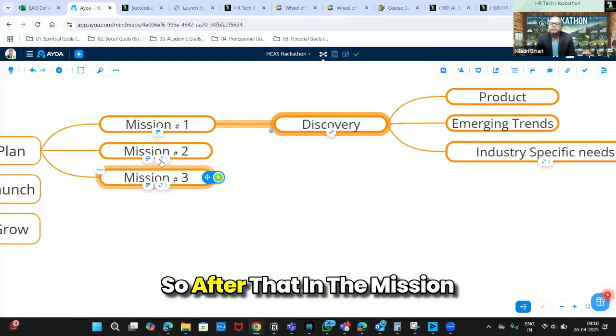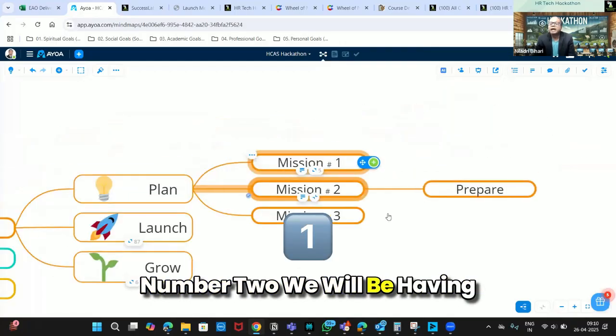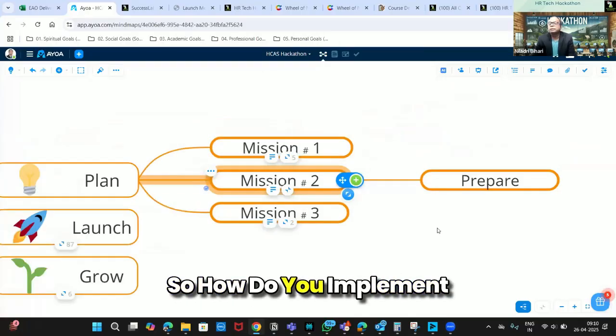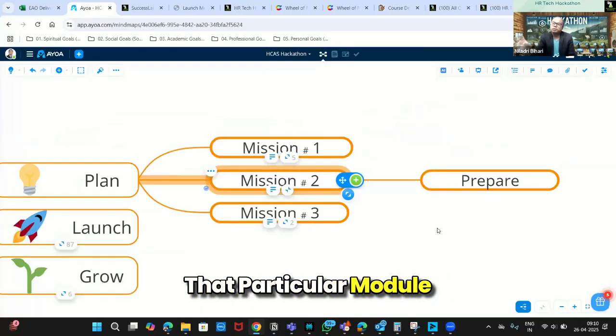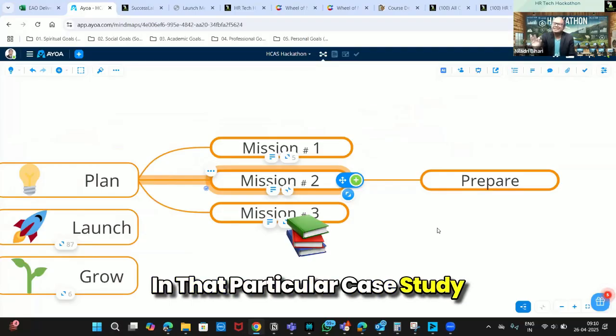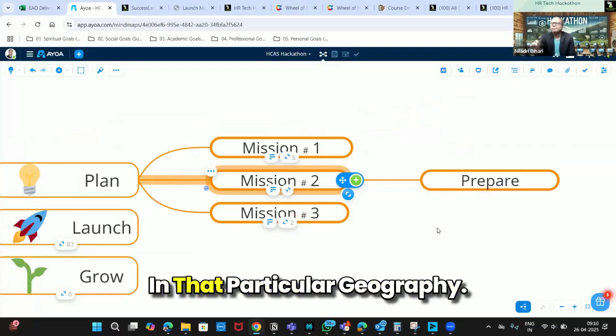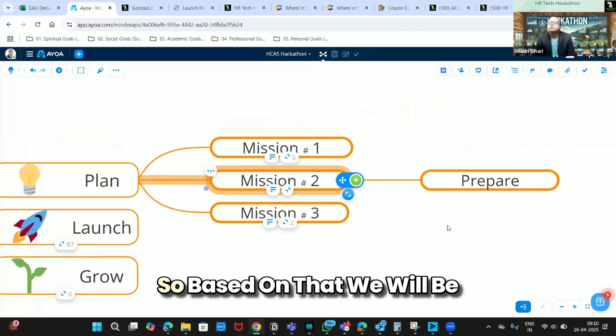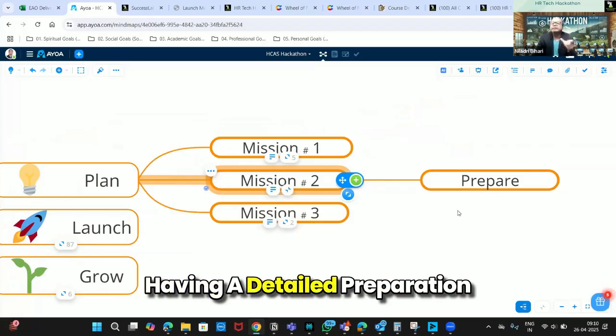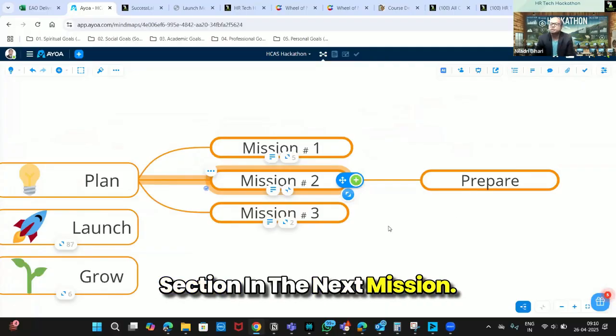After that, in mission number 2, we will be having a preparation session. So how do you implement that particular module in that particular case study, in that particular industry, in that particular geography? Based on that, we will be having a detailed preparation session in the next mission.